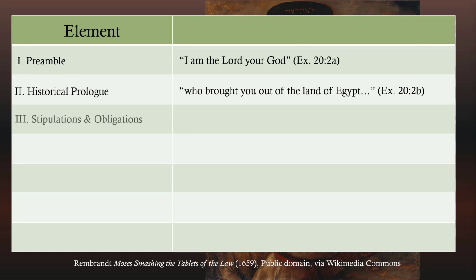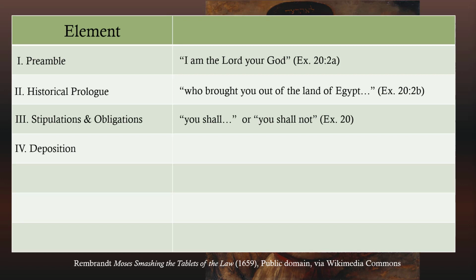Then you get number three, stipulations and obligations. Well, we have a whole bunch there in Exodus, not only the Ten Commandments, but you get the chapters we looked at, 21 to 23, called the Book of the Covenant, about how we structure society for the presence of God to dwell. And inside there, you have stipulations and obligations, right? You shall do this, you shall not do that.